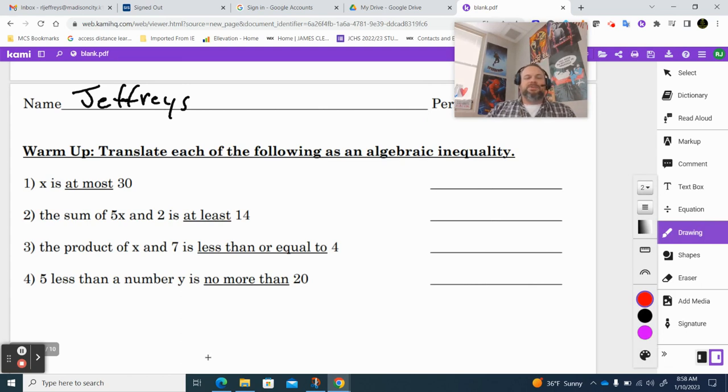X is at most 30. Okay, so we have X and we have 30. Can it be less than 30? Yes. Can it be equal to 30? I would say so. Some people be like, no, it doesn't have the line. Honestly, I could see it going either way. I would actually think it would be less than or equal to, if 30 is the most it can be.